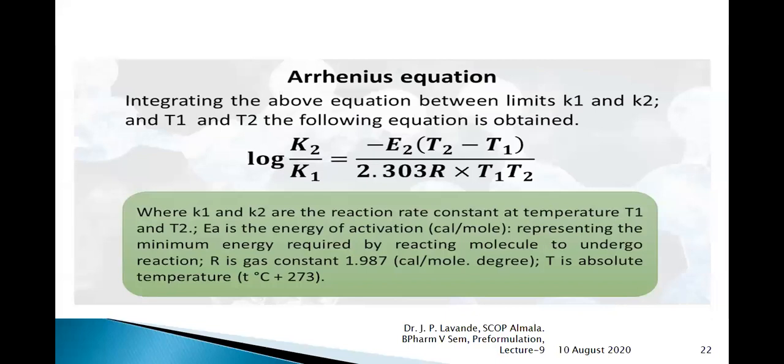Now in this equation, K1 and K2 are the reaction rate constants at temperatures T1 and T2. Ea is the energy of activation, in calories per mole, representing the minimum energy required by reacting molecules to undergo reaction. R is the gas constant, 1.987, in kilocalories per mole degree, and T is the absolute temperature, that is T degrees Celsius plus 273.